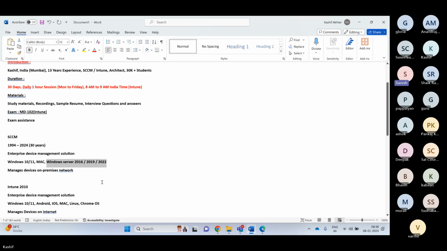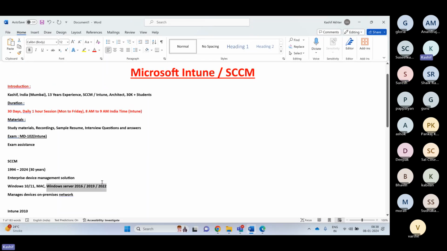Can I simultaneously join both the classes, right? It will be too heavy for you, because SCCM is also a very lengthy session. It is going to take again 1 month, with a daily 1 hour session for SCCM. So it's difficult for you to learn both technologies at the same time. If you would like to learn SCCM first, then go with SCCM first, which I will start probably next week. And after you finish SCCM, you can join Intune.